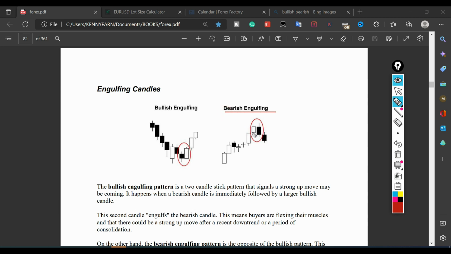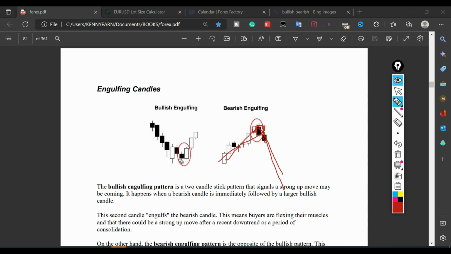You can see this white candle signifies buyers, and then this one signifies sellers. That means sellers are stronger than buyers. They engulfed the buyers' candle. Look at the size of the body. This body is bigger than this one, so that's why it's an engulfing candle. It's still a sign of reversal. The market starts to reverse once you see this kind of pattern.